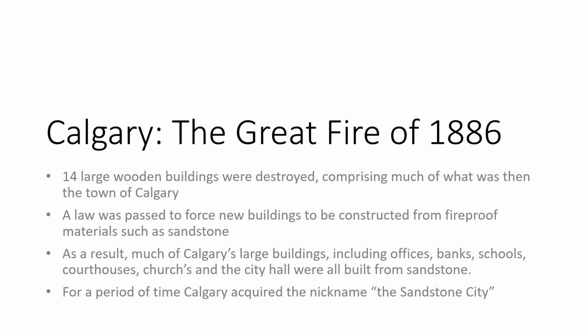And in 1886, there was a large fire downtown, and 14 of the large wooden buildings were destroyed. At the time, that was much of the downtown core. A law was then passed that new buildings had to be created using fireproof materials such as sandstone. So that's when we suddenly see this boom in sandstone use. And so much sandstone was being used in Calgary at the time that the city became nicknamed the Sandstone City.